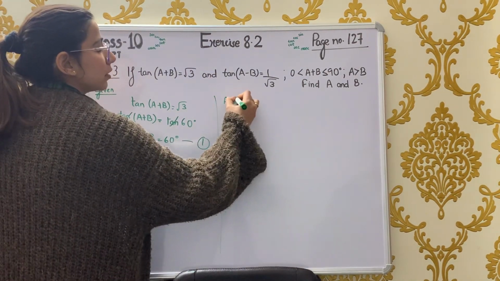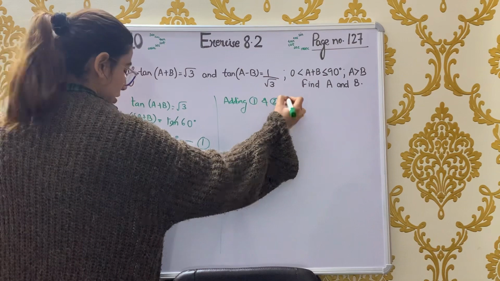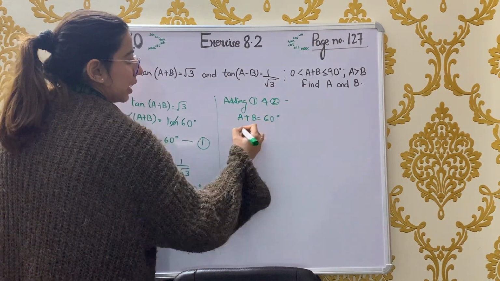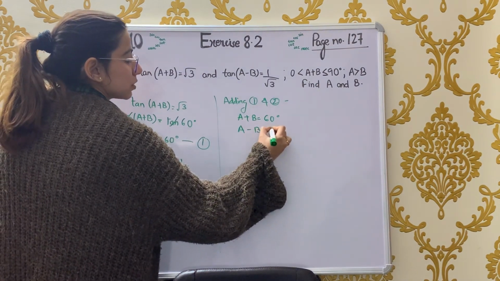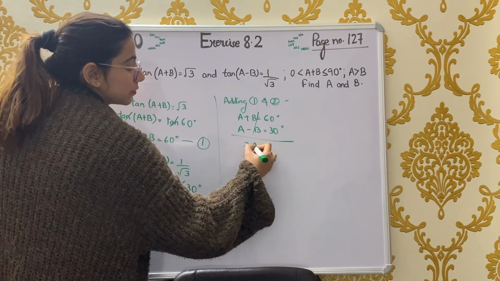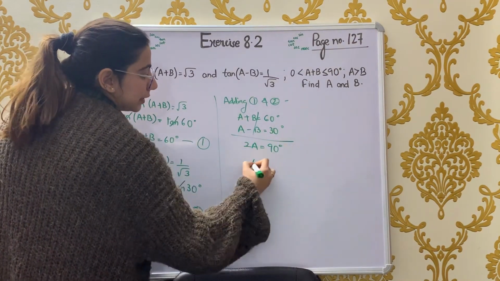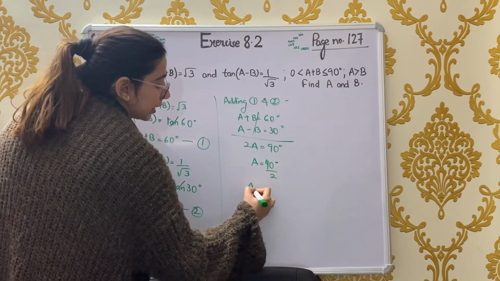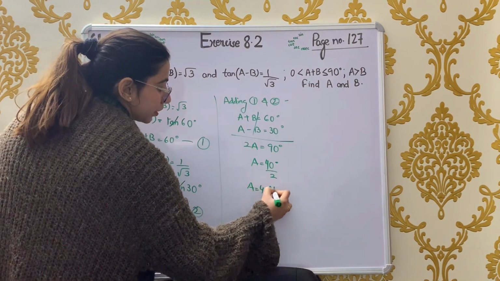Now adding 1 and 2, I get A + B is equal to 60 degrees and A - B is equal to 30 degrees. From here B gets cancelled, it becomes 2A is equal to 90 degrees and A comes out to be 90 by 2, that is A comes out to be 45 degrees.